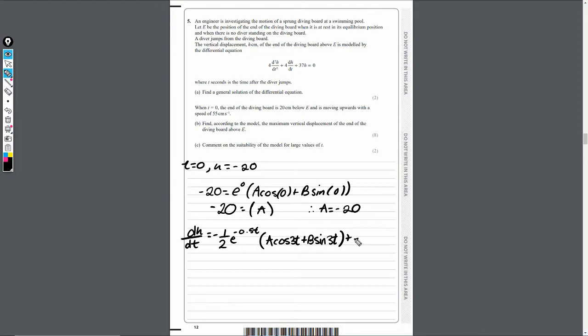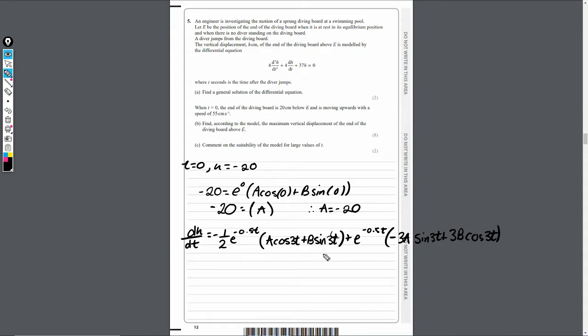plus e to the minus a half t again. And this time it's going to be minus 3a sine 3t, so sine 3t. So it's that long now I've actually gone off the paper. Oops, I shouldn't have closed the bracket just yet. Sine 3t plus 3b cos 3t. So 3b cos 3t. Okay, so this question's quite long and it's very easy to make a mistake, so I'm just going to try and take my time just so we don't make any mistakes here. So that's my differential now.